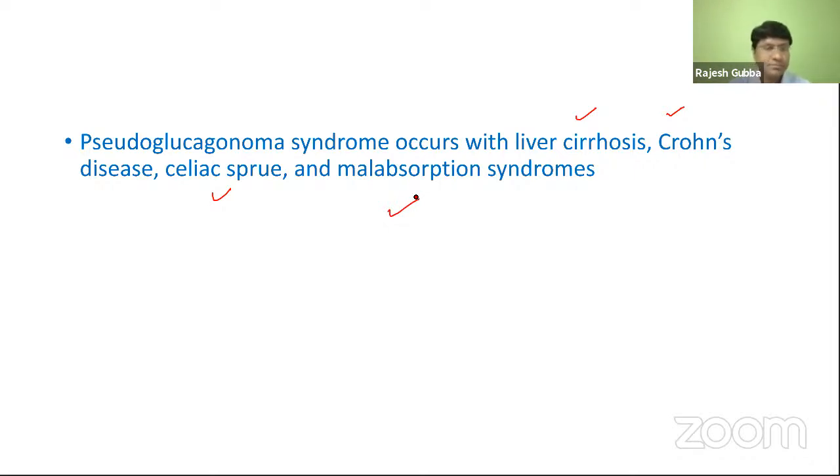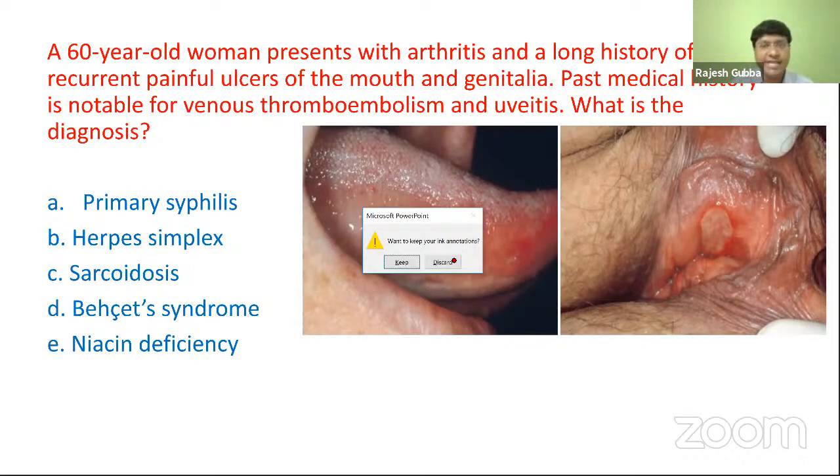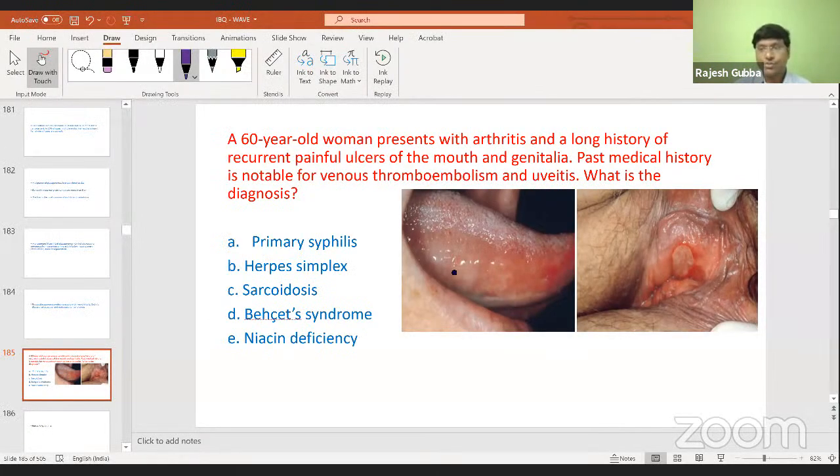Okay, now you take the next important image and clinical based questions. So until now, can I just have some feedback? How do you feel the questions are?